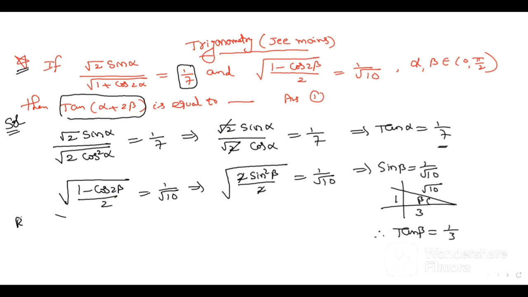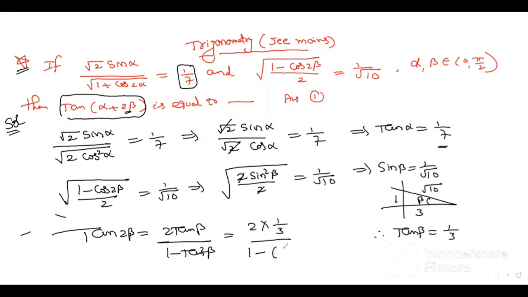But what is required here? Required is tan of (alpha plus 2 beta). For 2 beta, first we have to find tan 2 beta. For tan 2 beta, we have the formula: tan 2 beta is equal to 2 tan beta by (1 minus tan square beta). So 2 into tan beta, whose value we have got as 1 by 3, by 1 minus (1 by 3) whole square. It will be 3/4.